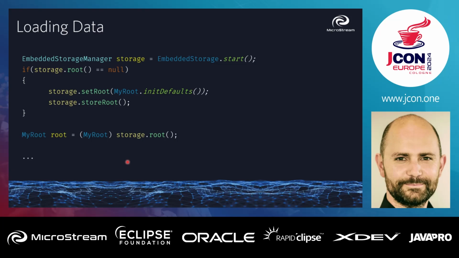I showed the root object, meaning the entry point of the object graph. This can be accessed by the root method. In this simple example, we just check if there is any root, meaning there is an existing storage. Otherwise, we create a default root, store it, and go from there. This will happen on the first startup only, of course, because at the second startup, the root will be there in the storage and will be automatically restored. So this is one way to initialize your database with default values.